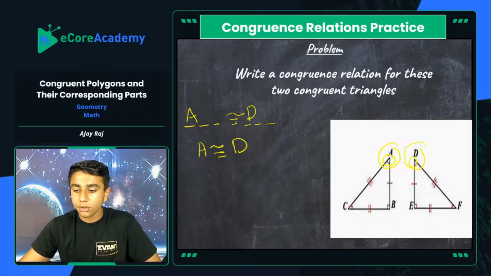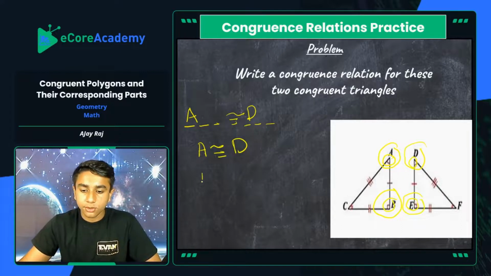And then next, we're going to look at angle B on triangle ABC, and we see that it has the 90-degree angle, which is basically the semi-square. We're going to try and see which angle measure has the 90-degree angle on it with the semi-square, and we can see that point E or angle E has that qualification. So that means that B is going to be congruent to E, and that's in terms of the angles.